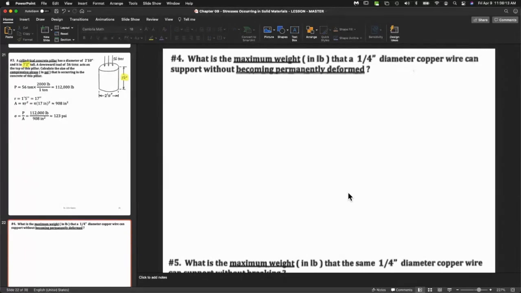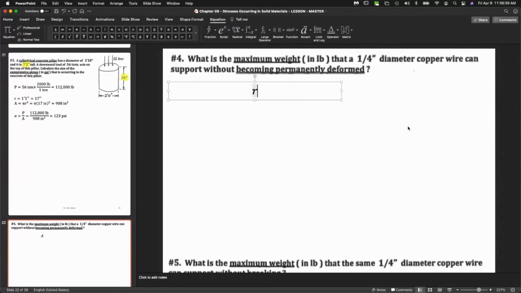All right, so last question for today's lesson. We have the maximum weight that a copper wire can support without becoming permanently deformed. Let's get some of the easy stuff out of the way. Let's say you're writing a test, and you're looking at this and you don't know where to start. Well, the first thing I would do is the easy stuff. For example, the radius is a quarter divided by 2, which is 1/8 of an inch. That's the first thing I would do.